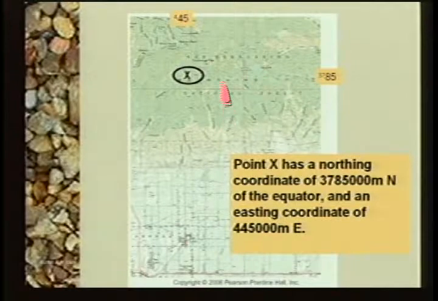Now, what about the eastern coordinate? Again, you look either at the top of the map or the bottom. Here we would have an eastern coordinate of 445,000 meters east. Simply look for your UTM coordinates on the map and estimate accordingly.